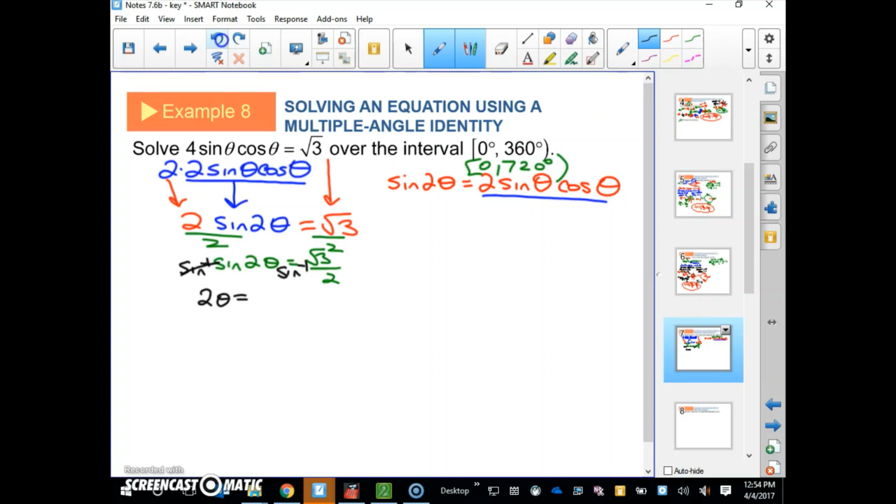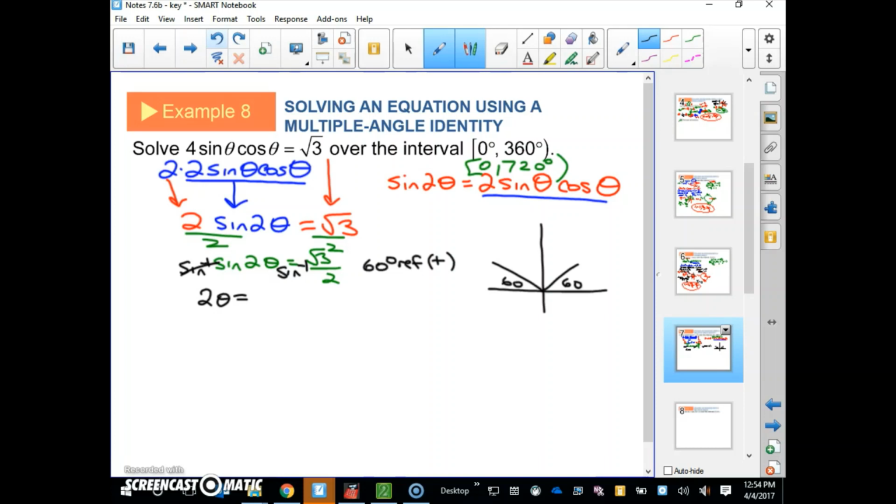That's going to give me 2 theta equals inverse sine of square root of 3 over 2, and that's where the chart comes in again. We are in degrees, so we can say that's 60 degrees. Well, a 60-degree reference where sine is positive. So let's look at a 60-degree reference where sine is positive, so here and here. It feels like we're doing the same thing over and over again. That's because we are.